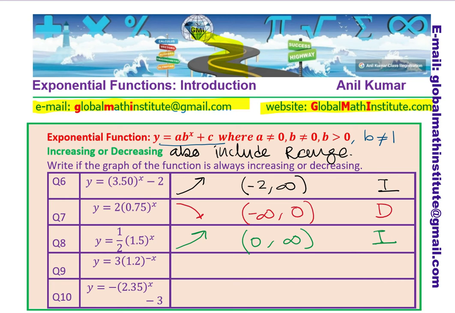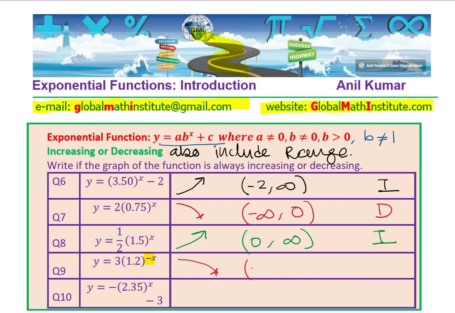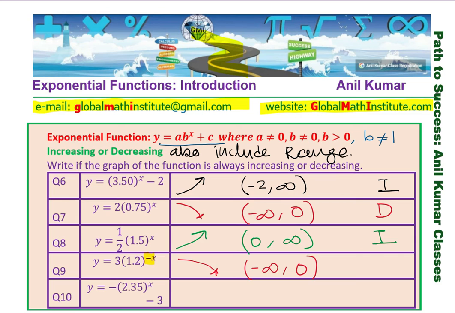Making sense, right? So, of course, it makes more sense to include the range. Perfect. Y equals 3 times 1.2, but the power here, note, is minus, and therefore it is going to decrease, right? And therefore it is from minus infinity to 0. It is good practice to write the lower number first, minus infinity to 0 instead of 0 to minus infinity, correct? Makes sense, right? So decreasing.